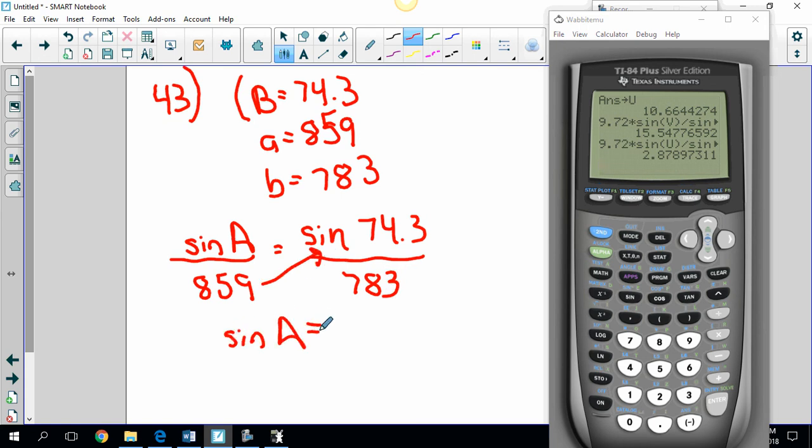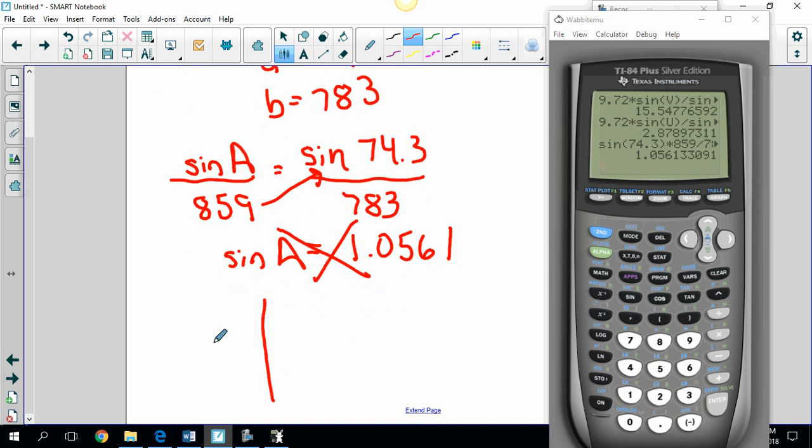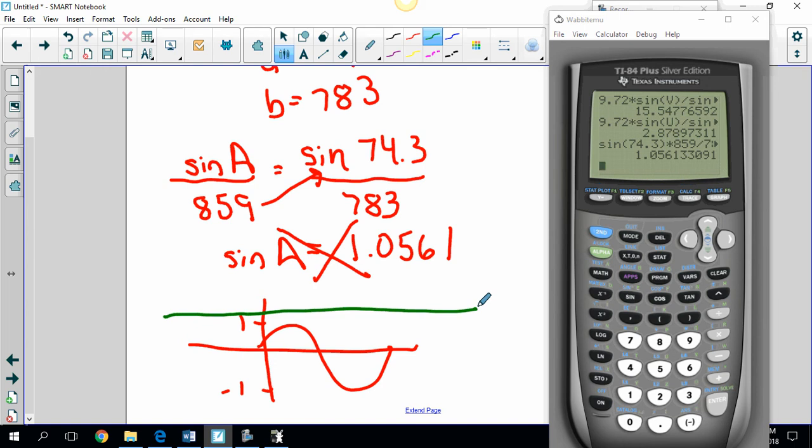You're hoping it's above 1 or below -1. Sine 74.3 times 859 divided by 783. Oh yeah, 1.0561. Impossible, because the graph of sine bounces between 1 and -1. There's no way it can equal 1.0561. Therefore, no triangle. New favorite problem. Give me 20 of those. I'll do them all day long.